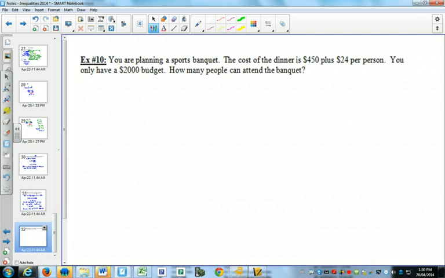Planning a sports banquet. The cost of a dinner is $450 plus $24 per person. You only have a $2,000 budget. How many people can attend?